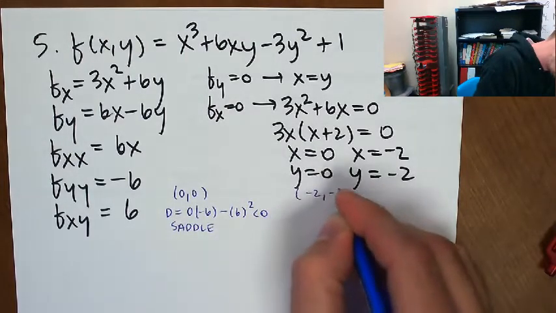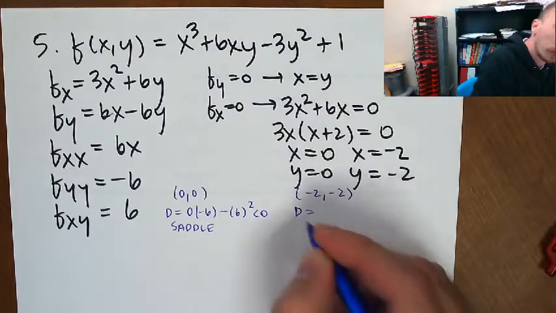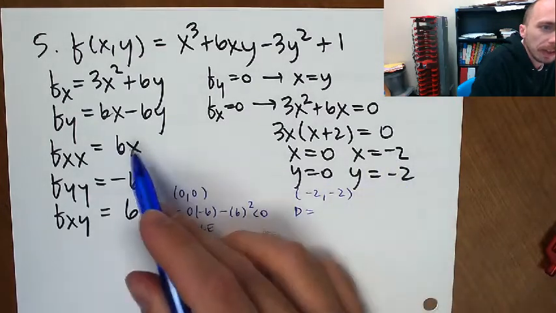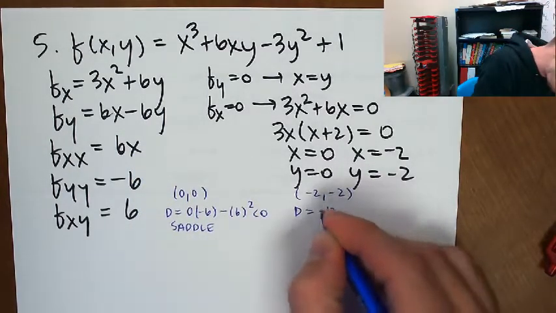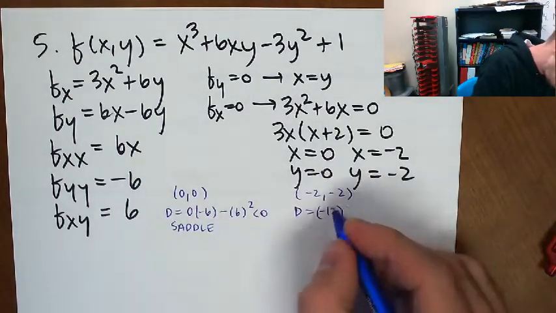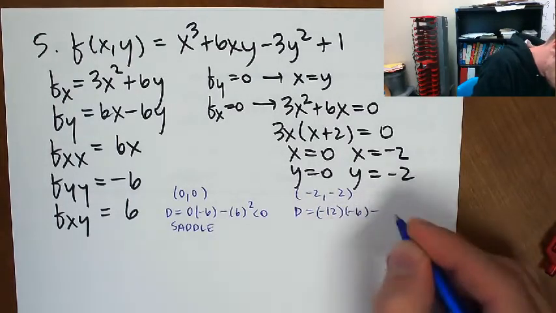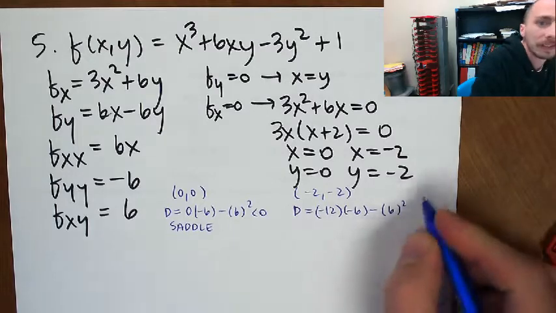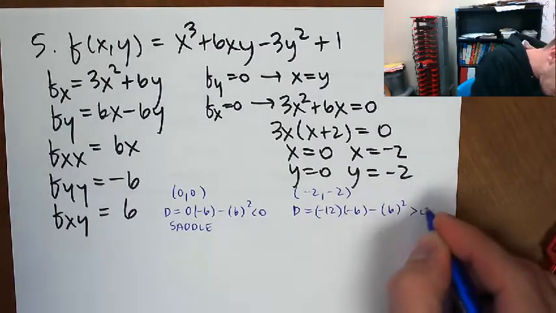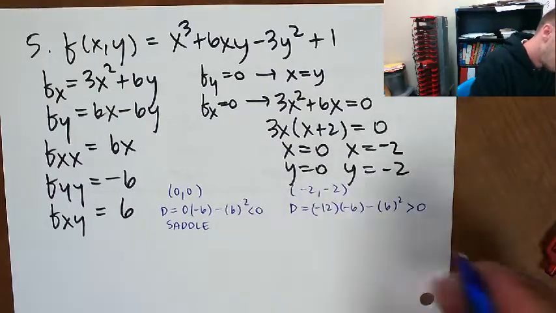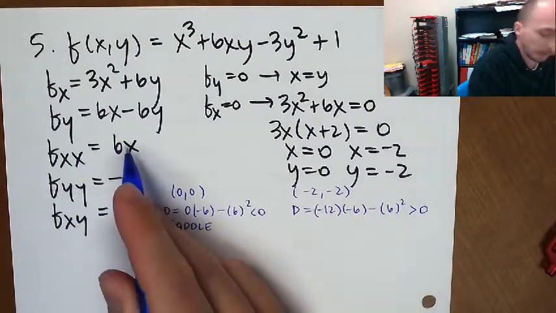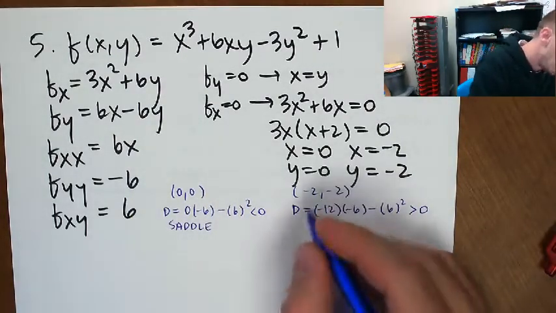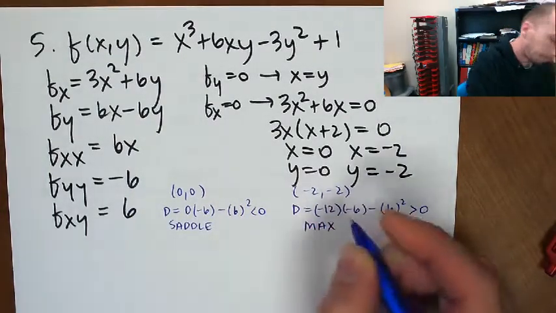At the point -2 and -2, I'm going to have my number equaling... x is -2, so fxx is -12. -12 times fyy, which is -6, gives positive 72, minus fxy squared, which is 36. If I take 72 and subtract 36, I get a positive number. So that's an extremum. And then I can check fyy. fxx is going to have the same sign, but fyy is pretty clearly negative, so I know that means a maximum.